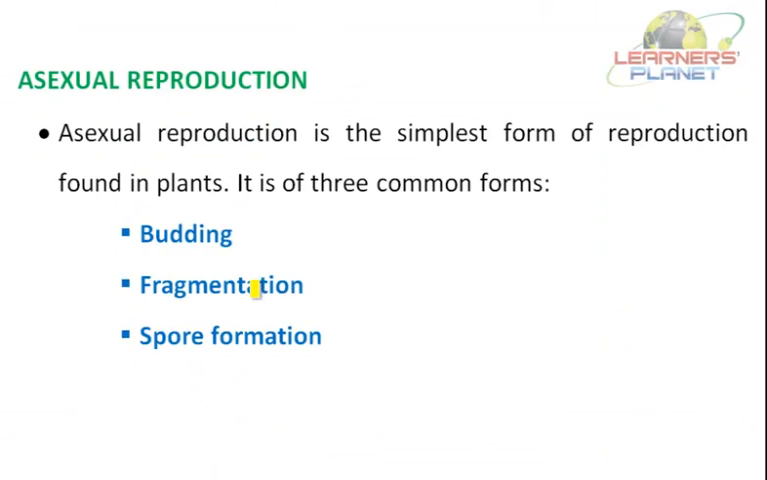Yes, asexual reproduction. Students, asexual reproduction is the simplest form of reproduction found in plants, and it is of three common forms. First is budding, secondly fragmentation, and thirdly spore formation. And we are going to study all these three common forms in detail. So students, first let us start with the simplest form of reproduction, which is found in plants as well as in other organisms. So in general, we are going to study about budding.